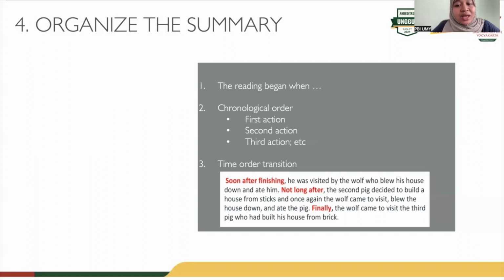And number three, we need to use time order transition. And you can see from the red ones, soon after finishing, not long after, finally, are examples of time order transition. Of course, you can find some more in Google and use ones that you need for your summary.